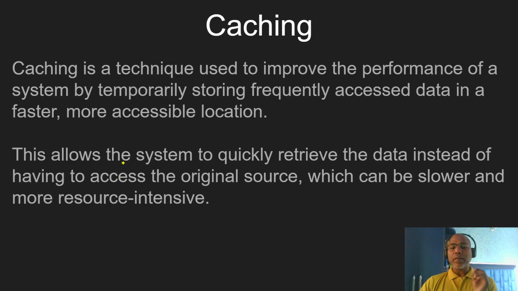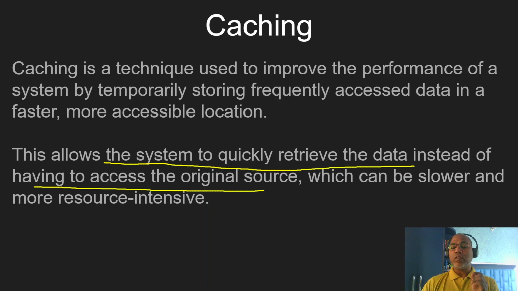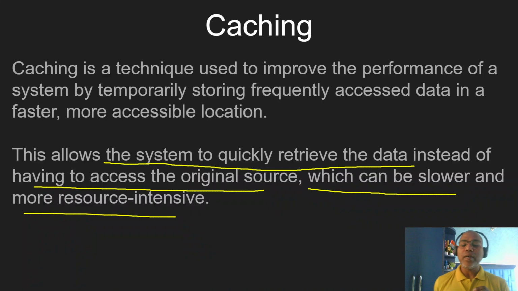So caching allows the system to quickly retrieve data instead of accessing the original source, which is slower and more resource intensive. The simple meaning is that the first time, our application gets data from the original source, which may be a database, a file system, a microservice call, or a third-party application call, and stores it locally. On the next request for the same data, for the same id, our application server already has it locally and responds quickly.